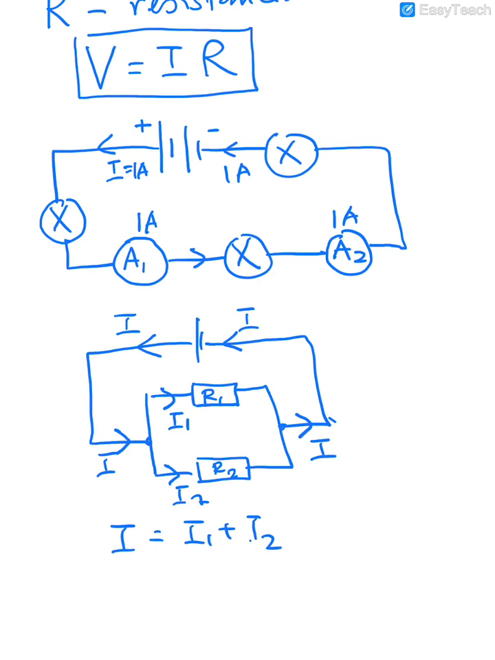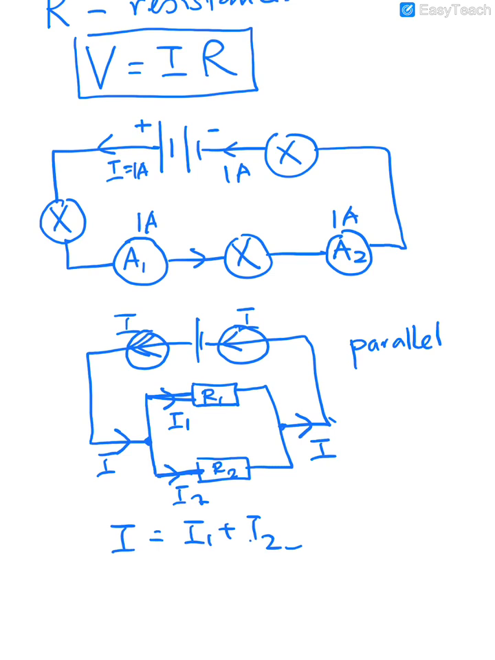So the current reading at this point over here and this point over here would be exactly the same. It only splits up when it comes into these two branches. That is a parallel circuit. How do you know something is a parallel circuit? You see that the current splits up. Whereas for a series circuit, the current only has one way to go. It goes this way, and then back. So it's the same throughout the circuit.